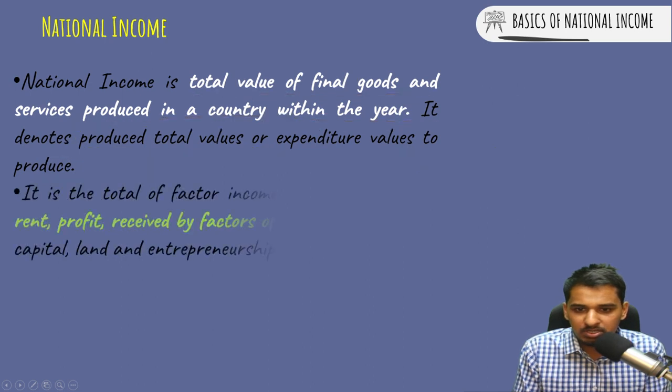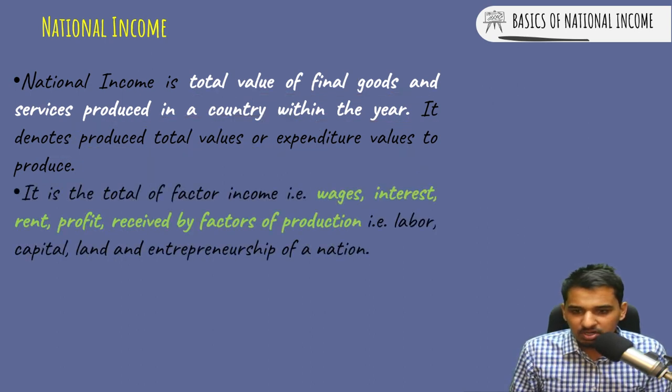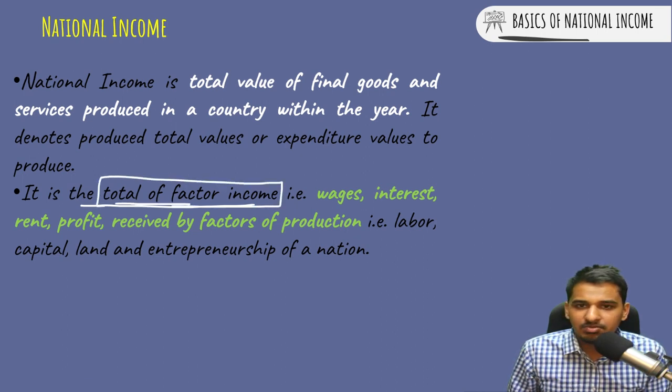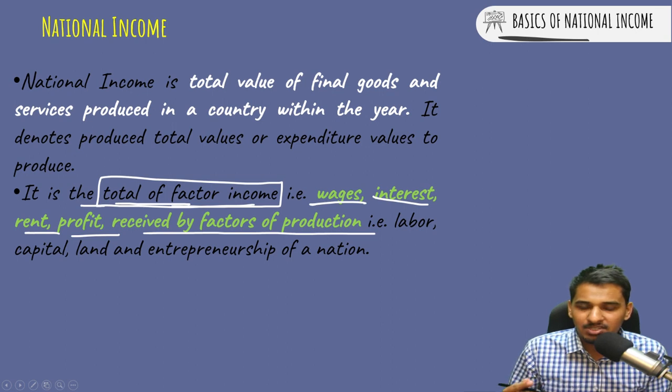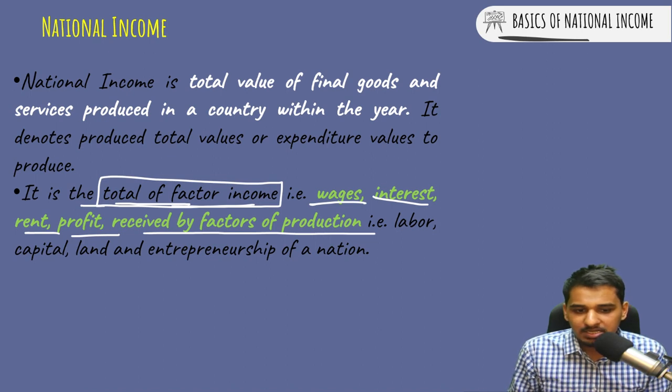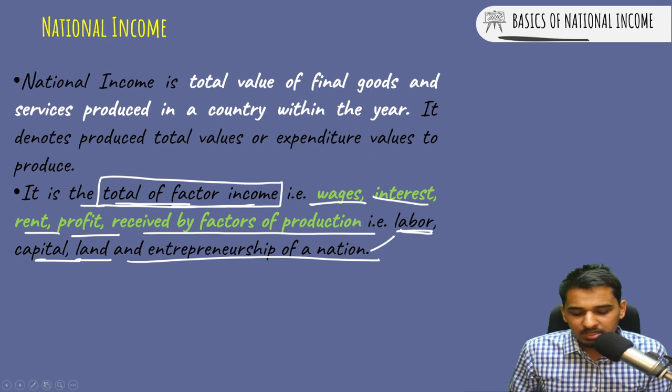We'll be seeing more about this, but this is just in short so that you understand the base I am building now. It is the total of factor incomes. What are the factor incomes we have seen? These are wages, interest, rent, and profit received from factors of production. And what are factors of production? Land, labor, capital, and enterprise. So these are factor incomes, wages, interest, rent, and profit from the labor, capital, land, and enterprise of a nation. This is how it is calculated.